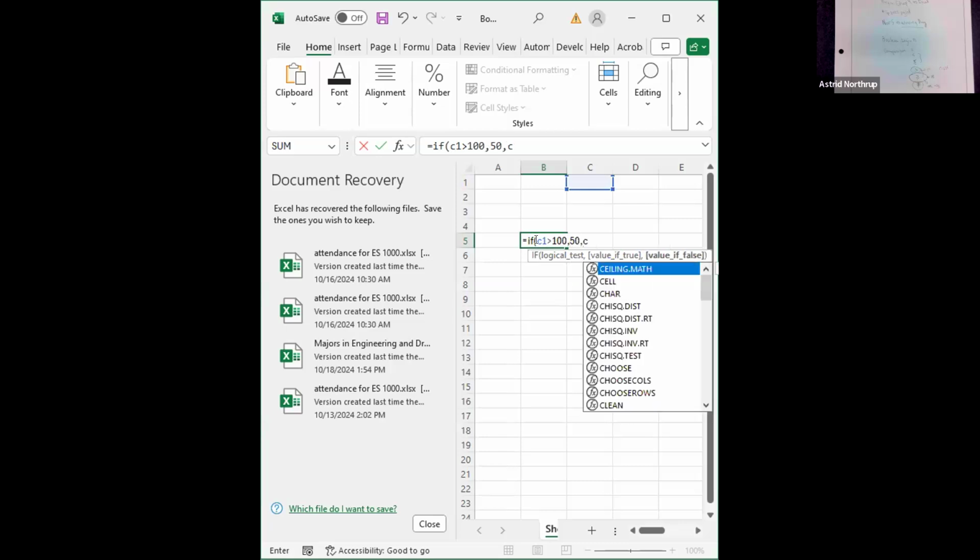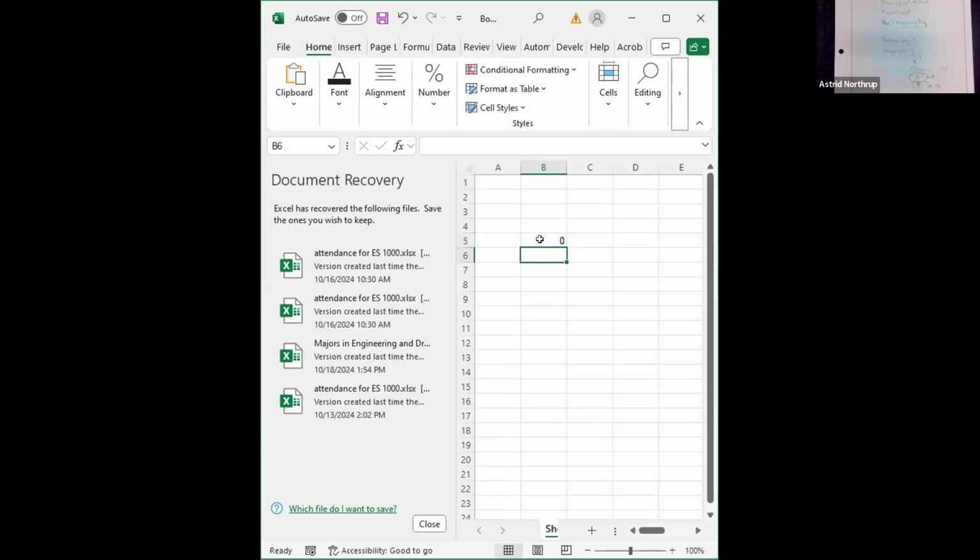Otherwise, we're going to take that value in C1 and divide it by 2 and return it in this cell. Now, this is going to tell me that there's nothing going on, because whatever's in that cell C1 is just nothing right now. But let's put over here, what if it's 50? Well, it's not greater than 100. So that means it's going to be half of what's in C1.